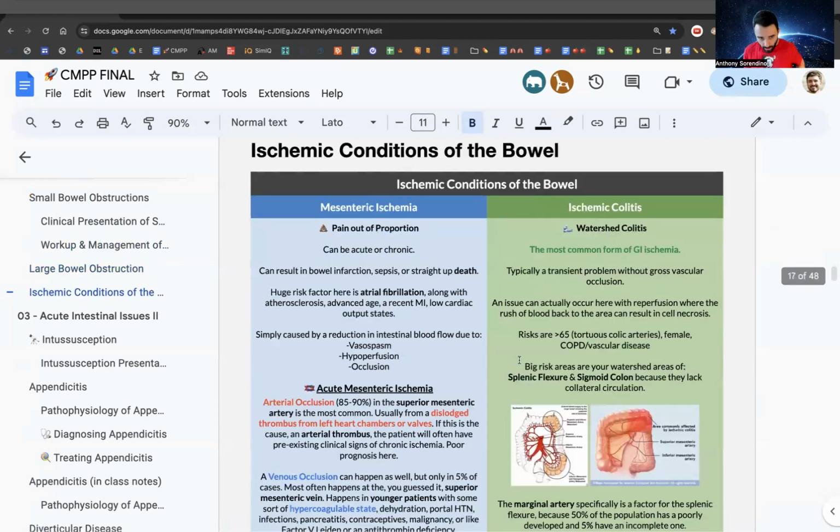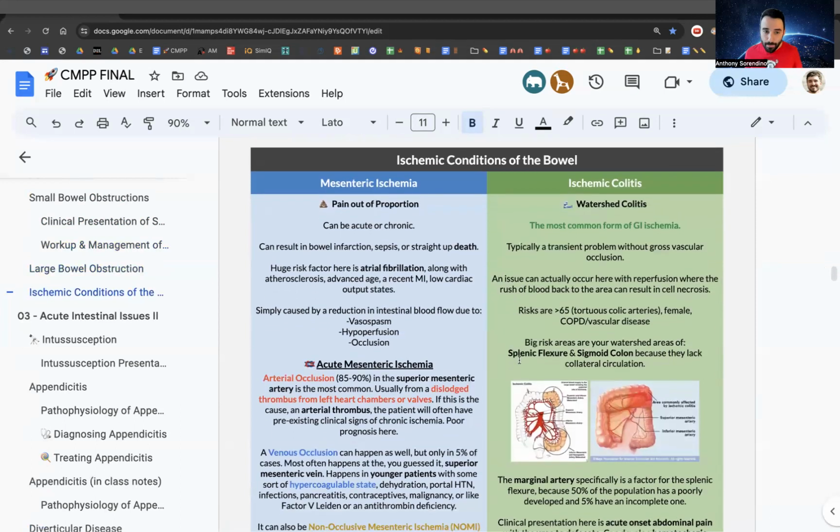Okay. Ischemic conditions of the bowel. This is a masterclass on comparison. It's mesenteric ischemia versus ischemic colitis. So again, I use these tables here, and I just dump all the mesenteric ischemia into the blue left side, all the ischemic colitis stuff on the right side. When all the buzzwords present to me, I can actually feel the answer either on the left or on the right. It sounds crazy, but it works every time.